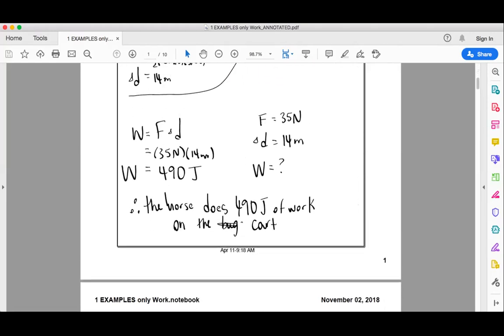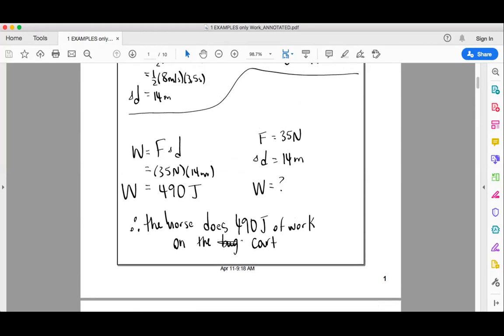Now, if we need to find work, and work is force times displacement, since they are parallel, this is the simple equation that we use. 35 newtons times our calculated 14 meters. If this was a decimal value, we're not going to round it before we carry it forward. And then we get 490 newton meters or joules. So work is equal to 490 joules.